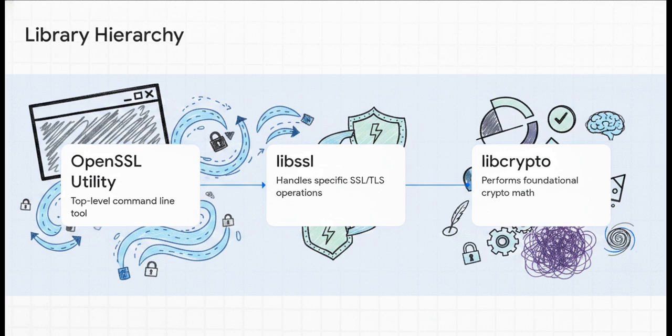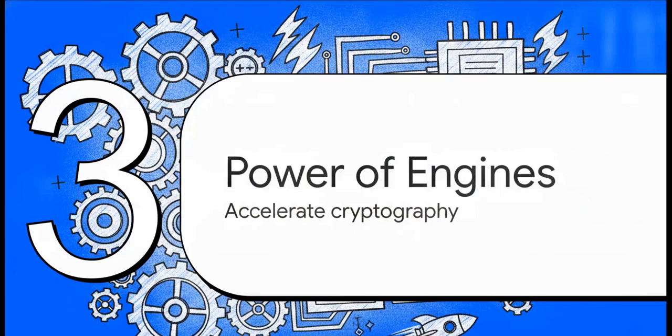Beneath that is libssl, which handles all the specific SSL and TLS protocols. But here's the kicker. libssl doesn't actually do the math itself. Nope, it relies entirely on the foundational library sitting at the bottom, libcrypto. Libcrypto is the true powerhouse here, performing the actual cryptographic operations: the encryption, the signing, the hashing, and the key agreements. Section 3, the power of engines, accelerating cryptography.